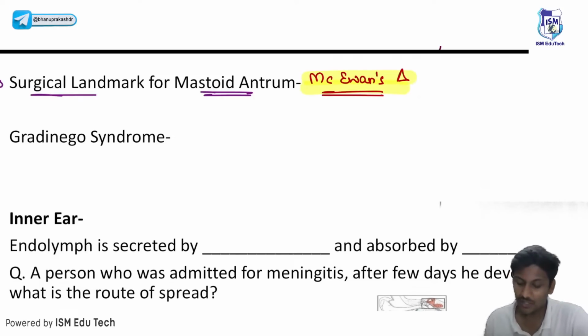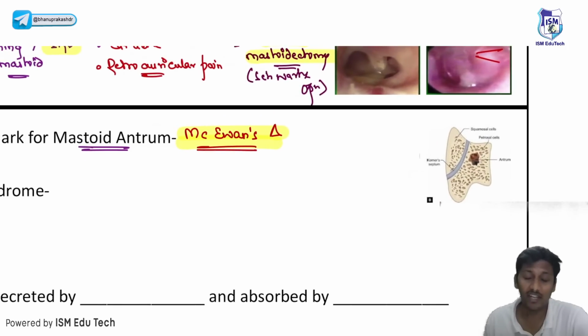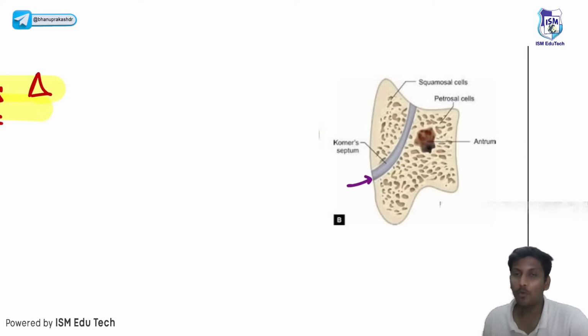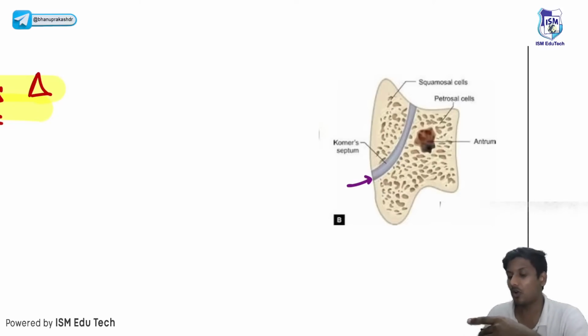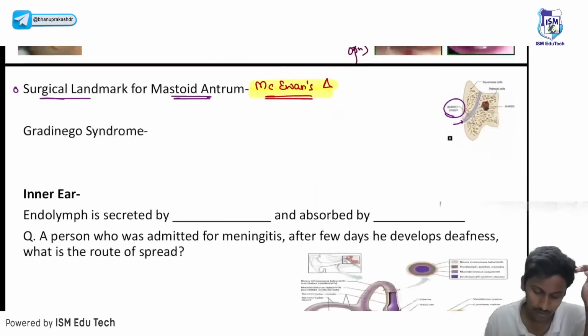But in some patients, it will be very difficult to find the MacEwen's triangle, or to find the mastoid antrum. Why will it be very difficult? Because in these patients, there will be a bony septum present. This is a remnant of the petrosquamous suture. This bony septum is known as the Koerner's septum. So if there is a Koerner's septum in a patient, that will make it difficult to find the mastoid antrum. So that's the important thing.